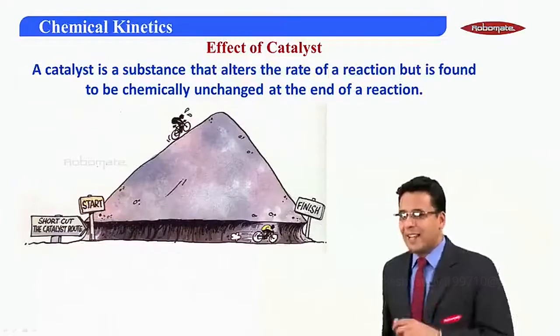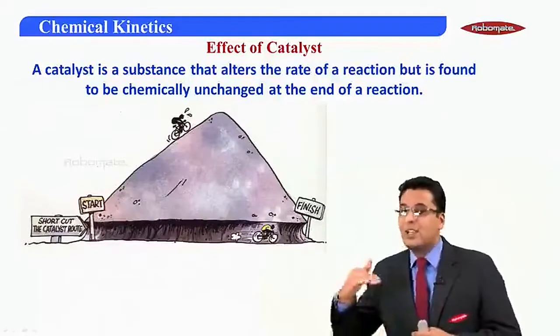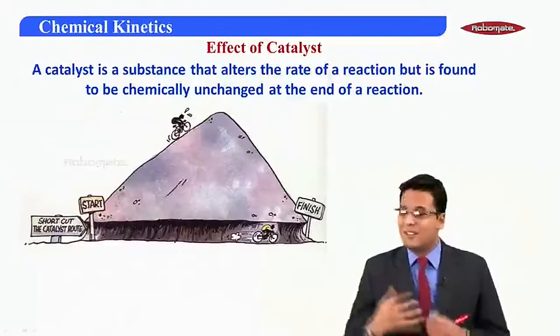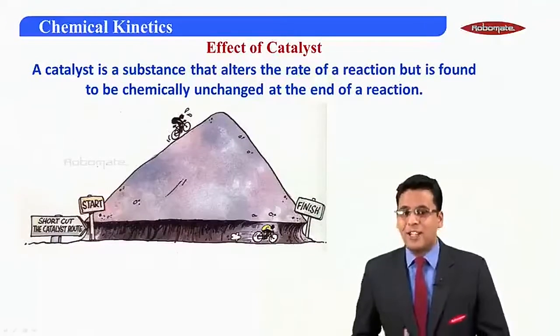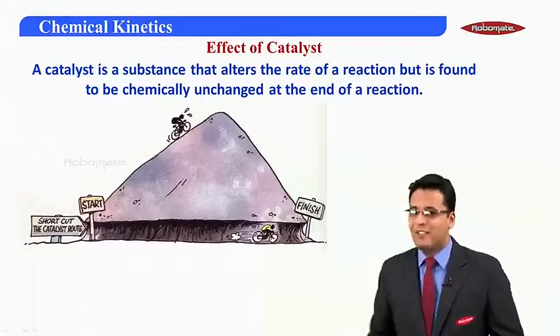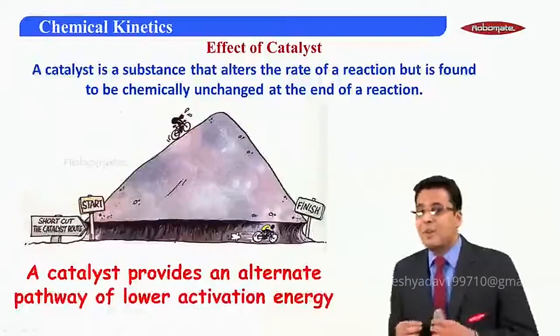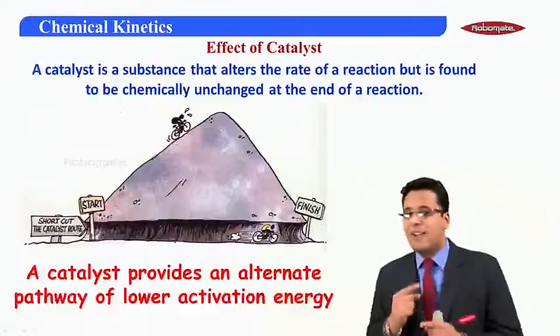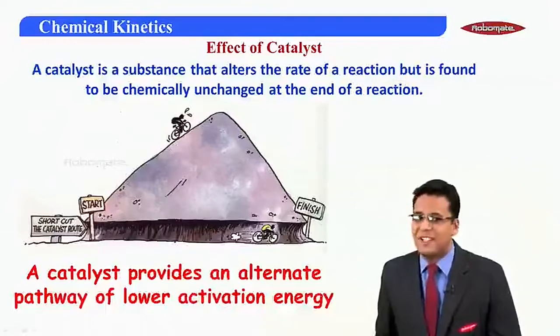But the second guy down here, the smarter fellow, what he's doing is he is going through a tunnel which doesn't require that much activation energy. So the energy required for the second path is not as much as the first one. That is exactly what a catalyst does. It provides an alternate path of lower activation energy.